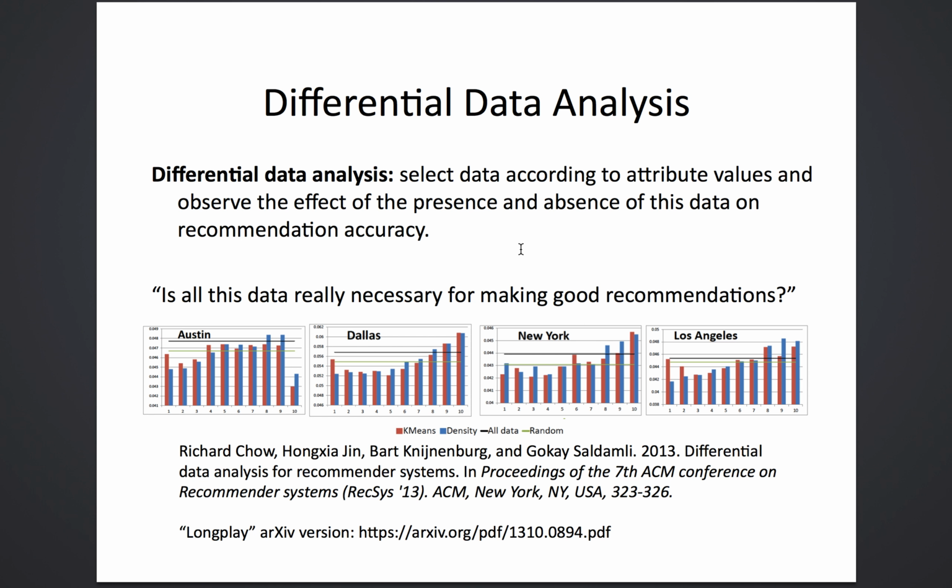That question was actually already asked in 2013 by a short paper called Differential Data Analysis for Recommender Systems. And here, instead of looking at time truncation, they're looking at the value of data with respect to location. And without going into the graphs in detail, I can say that they show that different data has different value, and basically the paper states the case for differential data analysis, which is selecting data according to attribute values and observing the effect of the presence and absence of the data on recommendation accuracy. And differential data analysis, just like the data requirements analysis that we're advocating here, allows you to focus in on that kind of data which is actually helping you and discard the rest.